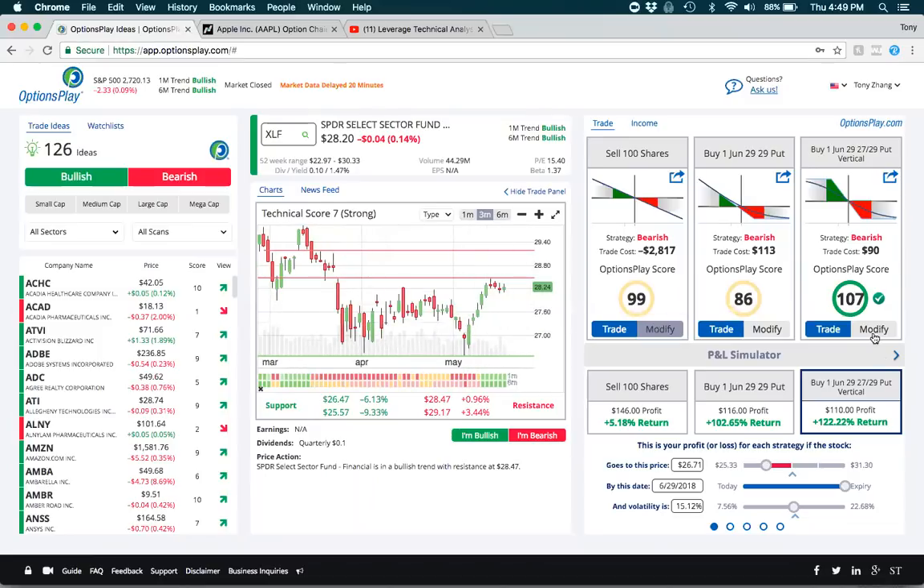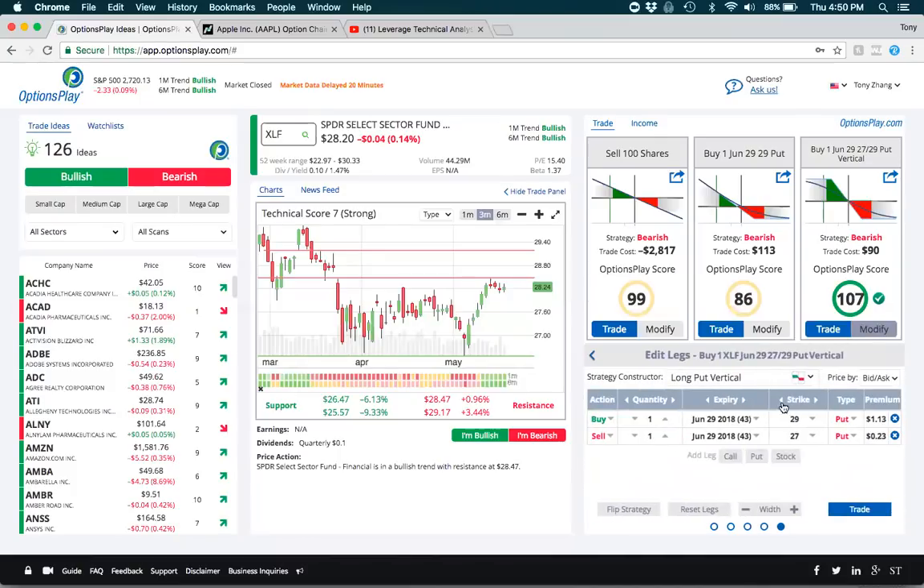And there are really two ways to trade this. You can buy a debit spread that takes advantage of the stock going down to 26.50. That's what we have here on the right: a June 29th, 27 by 29 put vertical that takes advantage of the stock moving lower. If it does, you make a 122% return. It costs you $90 to place this bet. If you're right, you make $110, or a 122% return.